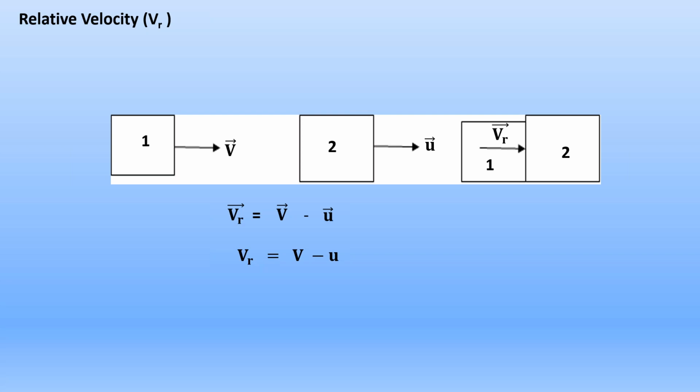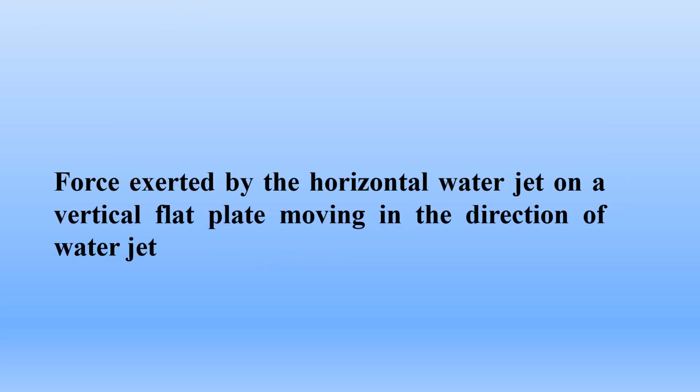The relative velocity VR bar is equal to V bar minus U bar. If the velocity V bar, velocity U bar and relative velocity VR bar are all in the same direction, then the relative velocity magnitude VR is equal to V minus U. Then in the last class we started the force exerted by horizontal water jet on a vertical flat plate moving in the direction of water jet.